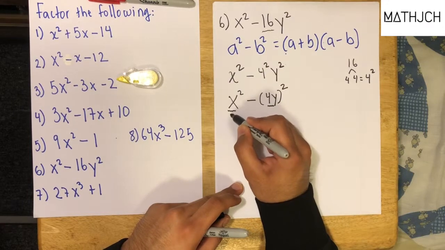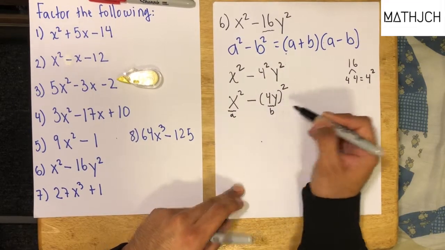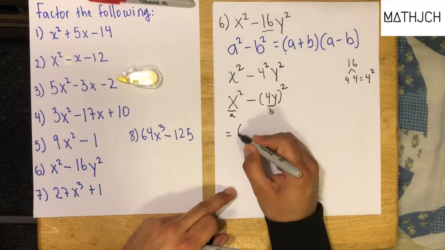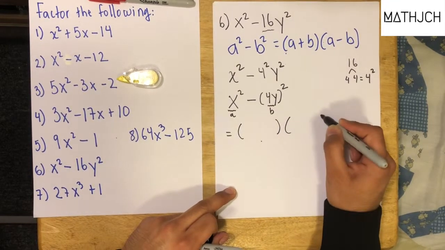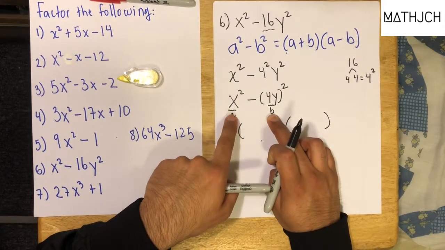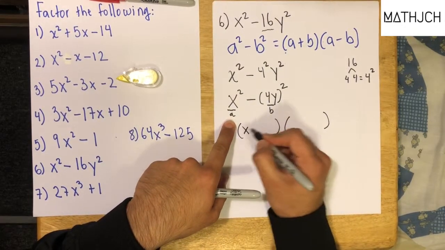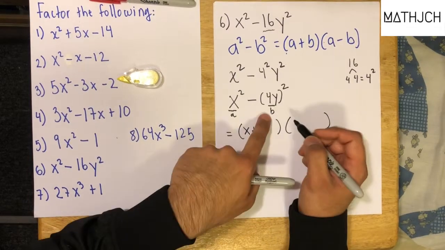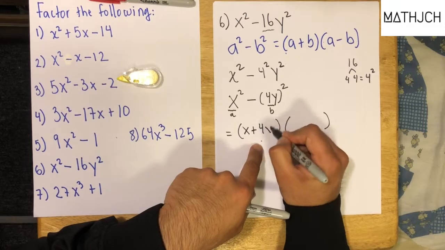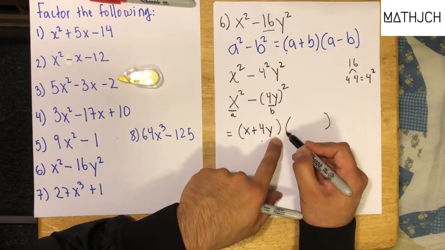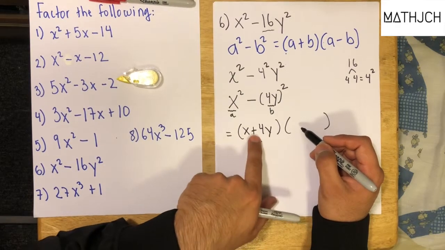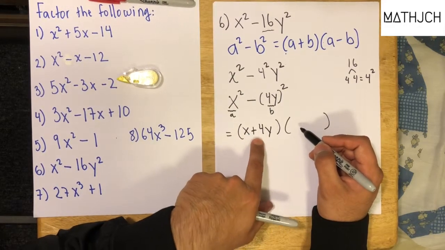So x will represent my a and 4y will represent my b. So the factorization will be as follows. A plus b, so x plus b, in this case b is everything inside that parenthesis, which is 4y, times the same thing, but in this case, we're going to have a minus instead of the plus.